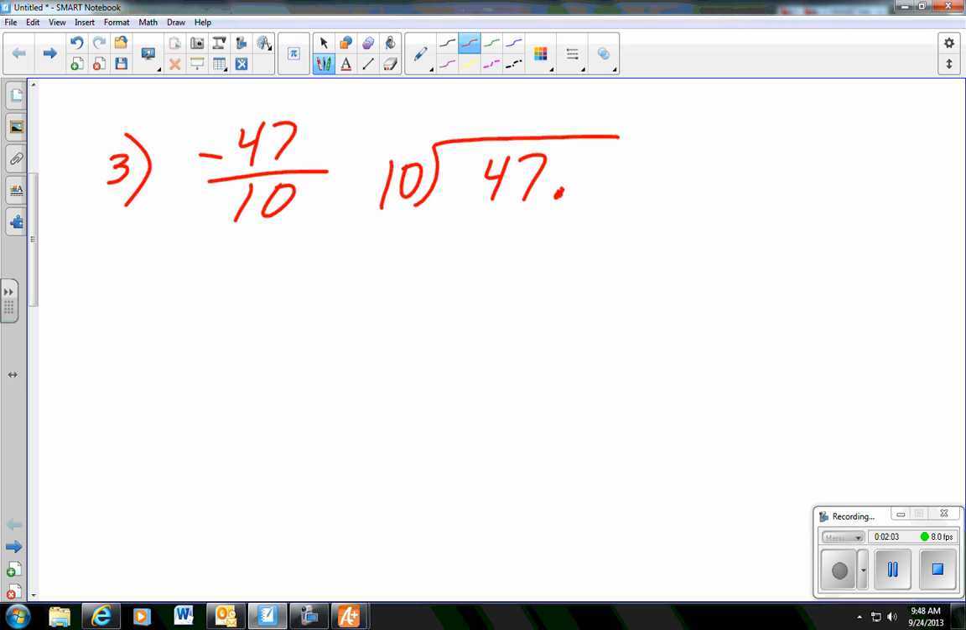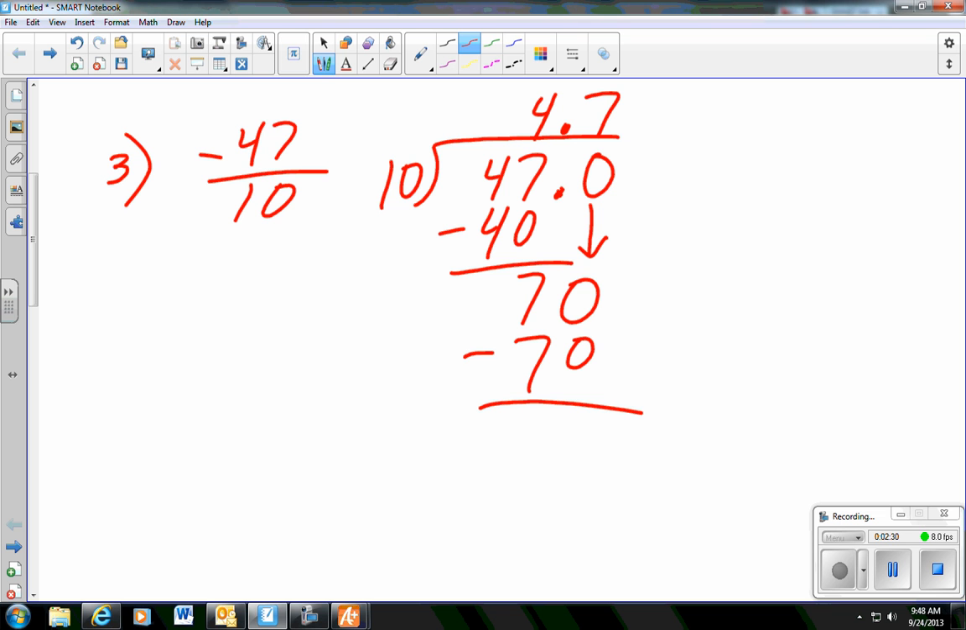Put your decimal after the 47 and bring it straight up and add a 0 after it. That still says 47. So 10 will not go into 4, but 10 will go into 47, and it'll go into 47 4 times. We know that 10 times 4 is 40. And we subtract those and get 7, and we bring this 0 down, and now it's 70. And we know 10 will go into 70 7 times. 7 times 10 is 70, and 70 minus 70 is a remainder of 0. So that's our answer. Then we need to go back and make sure we put the negative sign, and we get -4.7. So that, number 3, -47/10 as a decimal is -4.7.